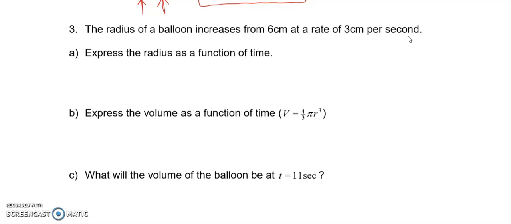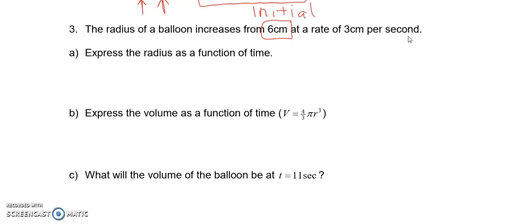It says the radius of a balloon. Now, a balloon, remember, is shaped like a ball. It's actually a sphere. That's the mathematical term for it. And the only real measurement of a sphere that you need to calculate its volume or its surface area is the radius of the sphere. But it says the radius of a balloon increases from 6 centimeters. So that's the initial, I'll even write that word here, look. That's the initial size of the balloon.